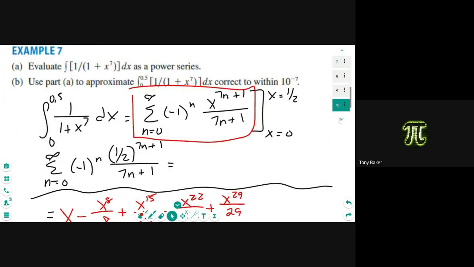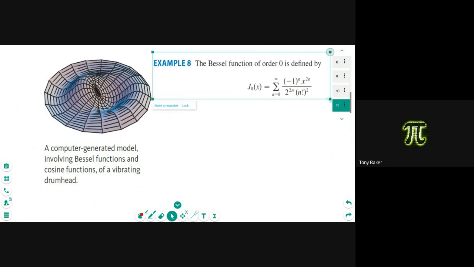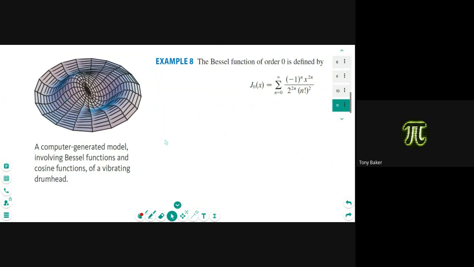All right, here's one real life application of this. This is known as a Bessel function. If you play the drums, the entire sound comes from the vibration of the drum head. That is a representation of the model of the drum head, the actual vibration. And this is the Bessel function. We are not doing this. You don't have to write it down. It's not going to be on the test.